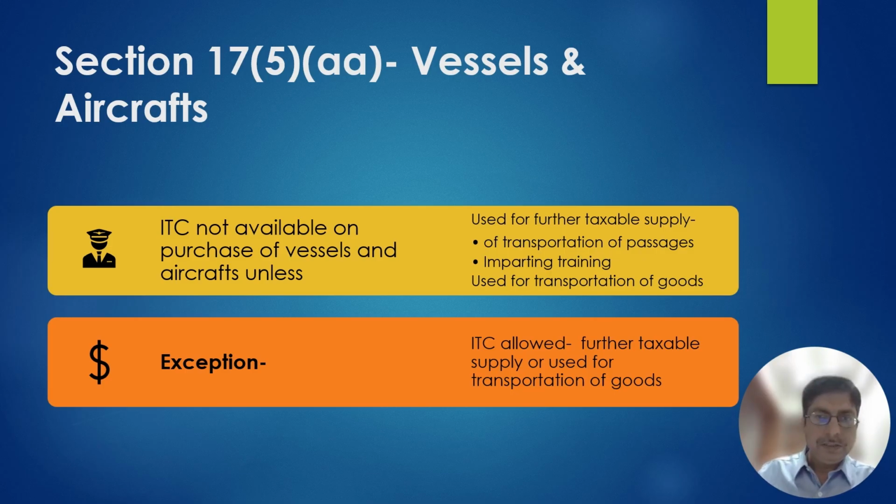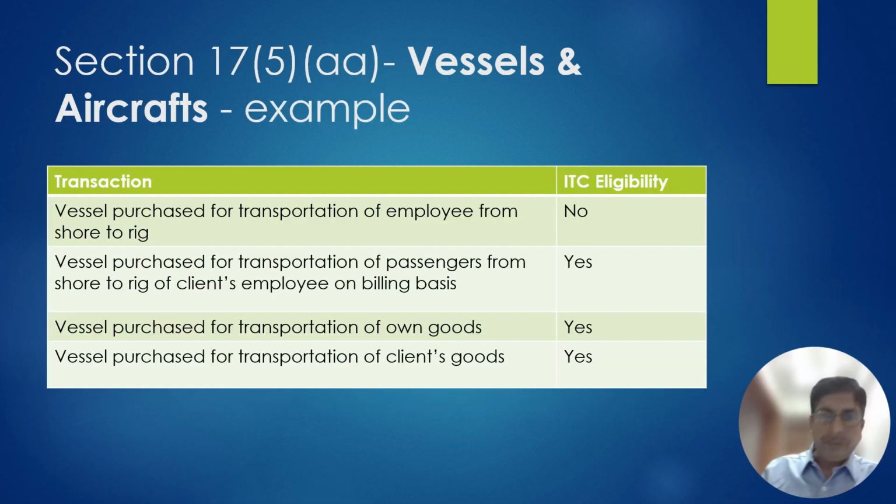Okay, let's see some examples with this background. Vessel purchased for transportation of employees from shore to rig. See, it is not used for further taxable supply of transportation of passengers. Therefore, the credit is not available. Let's go to the next example. Vessel purchased for transportation of passengers from shore to rig, the client's employees, on billing basis. It means this vessel is used for further taxable supply of transportation of passengers. Therefore, the credit is available.